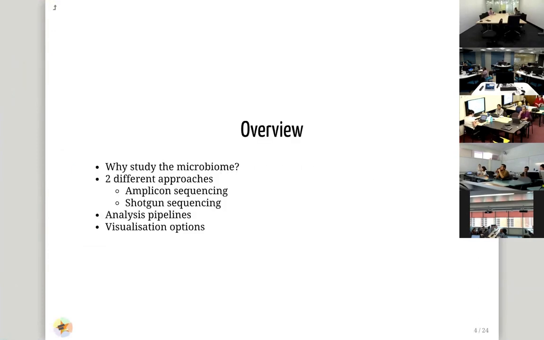So metagenomics, in a nutshell, is really looking at the microorganisms that live in an environment. Sometimes that's called the microbiome. There are two main approaches for looking at metagenomics: amplicon sequencing, where we look at one gene, or shotgun sequencing, where we look at all of the genetic material in that environment. So I'll briefly talk about those two approaches and then some analysis pipelines and visualization options.